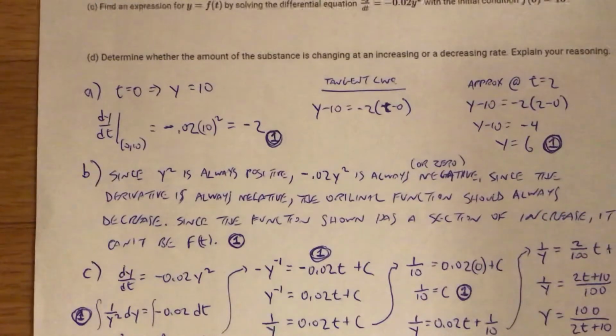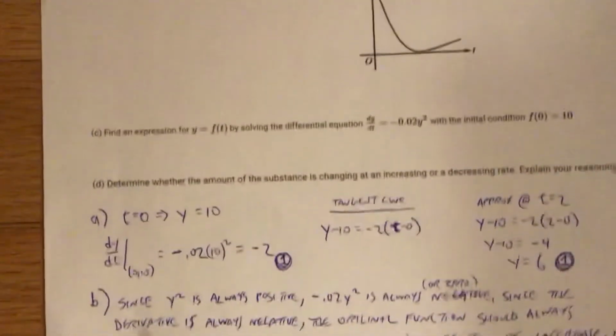There are other ways to answer this. This is the most obvious one, because it basically just goes back and finds what happens with the derivative and shows that the picture doesn't have the right characteristic. All right, let's look at part C.